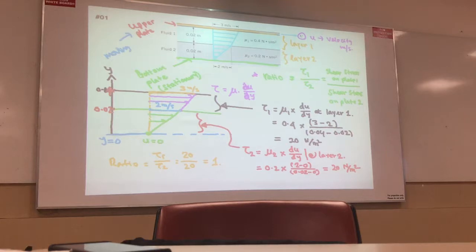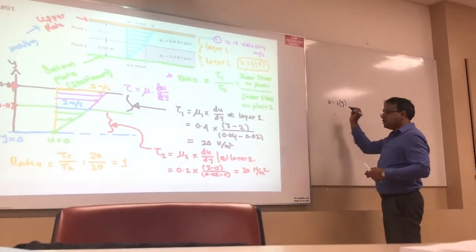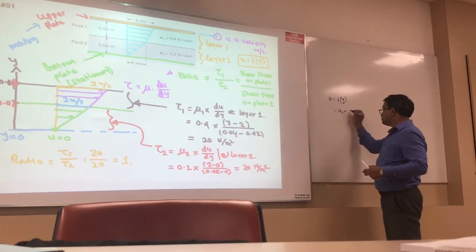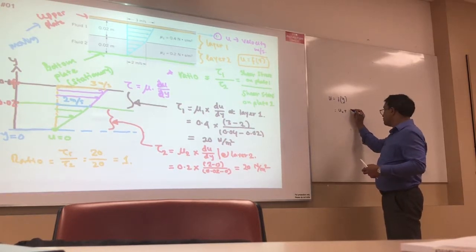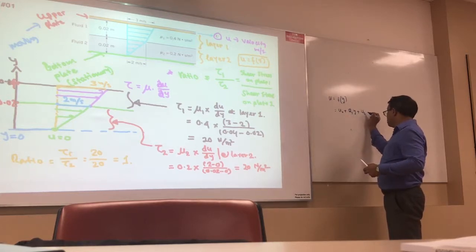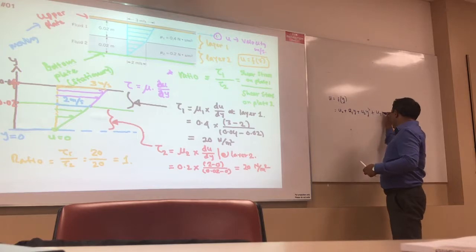Okay. Can I do like this? If u is a function of y, then you have to do integration. For example, I can write u as a function of y. That means u becomes u0, u1 y, u2 y square, u3 y cube.